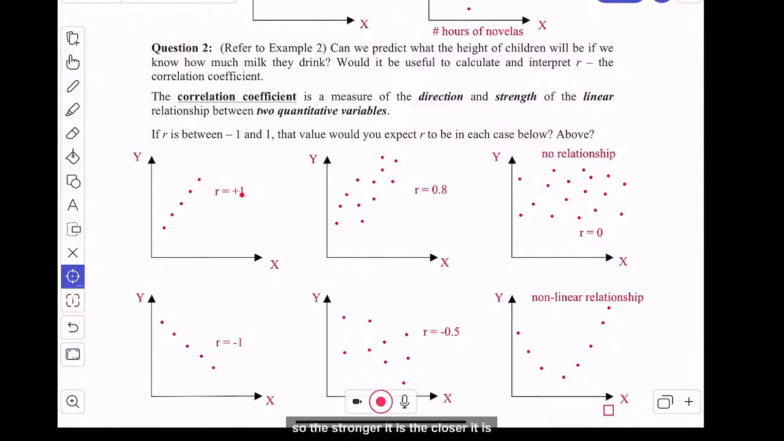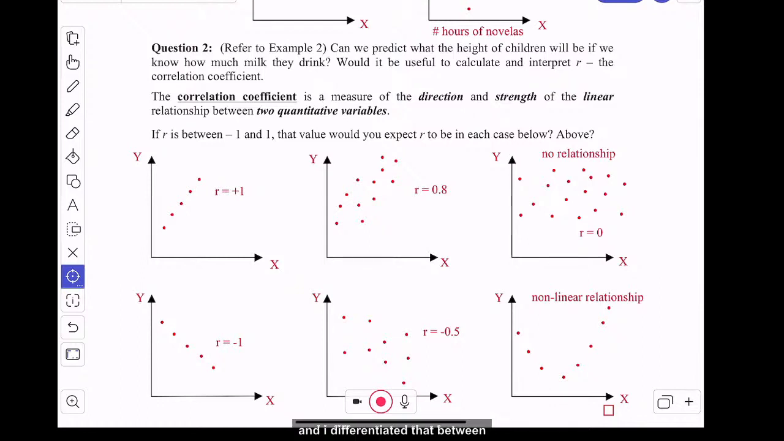So the stronger it is, the closer it is to 1. The stronger it is in the positive direction, the closer to +1, and in the negative direction, close to -1. When there's more scatter, it moves towards 0. The worse the scatter away from the line, the closer to 0. This is an example of no relationship, where I put a flat line across this data, indicating no trend.